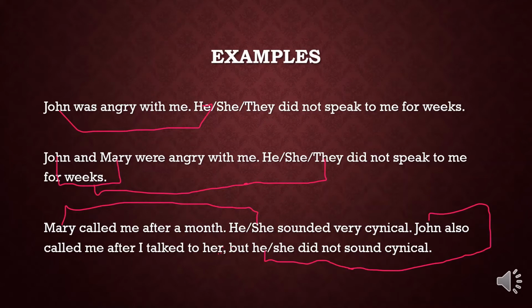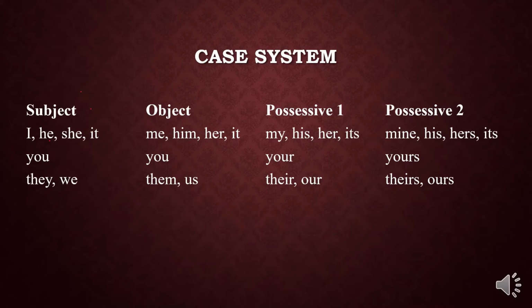This is just a simple example of how we have to pick pronouns depending on the number, singular or plural, and gender and person of the nouns they refer to. And we can have plenty of such examples. Now let's learn about the case system of pronouns.